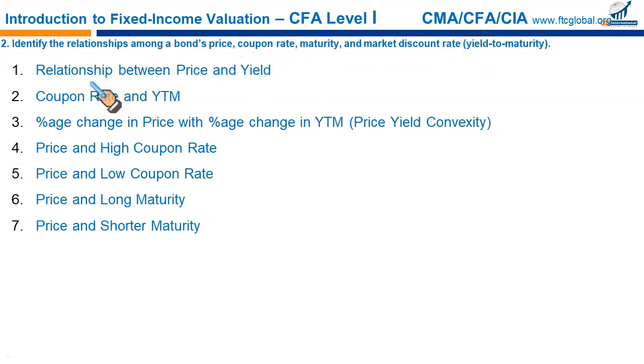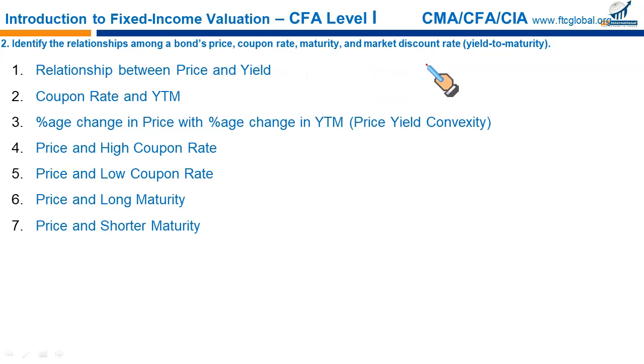First, the relationship between price and yield. This is what we discussed in our previous LOS. You would have noticed that when we increase the yield to maturity, the price of the bond falls, and when the yield to maturity is decreased, the price goes up. That we just discussed a little while ago. So that's a very straightforward, understandable relationship.